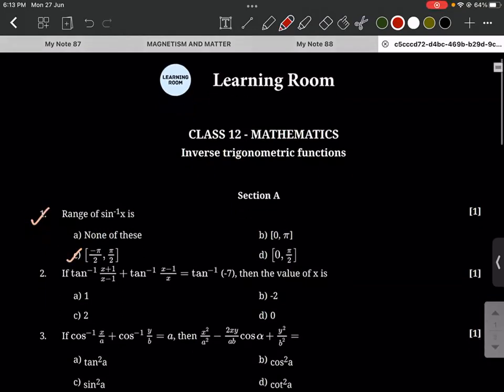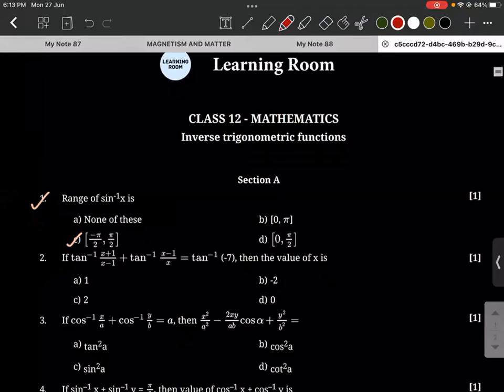Correct? So tan inverse of (x plus 1) by (x minus 1) plus tan inverse of (x minus 1) by x is equal to tan inverse of minus 7. Then what is the value of x? Yes. Do it fast. What is tan inverse x plus tan inverse y?